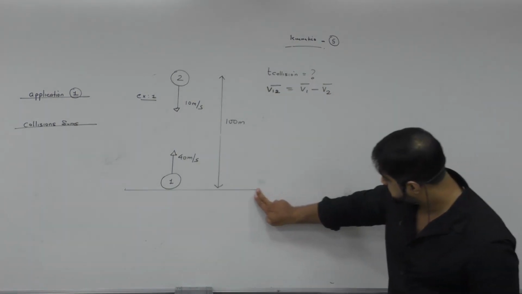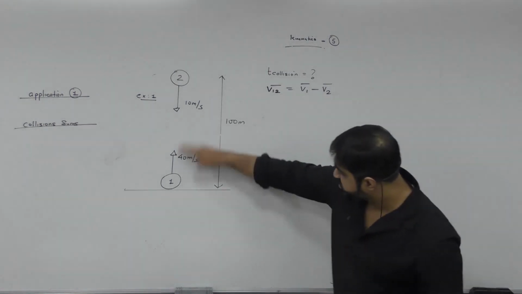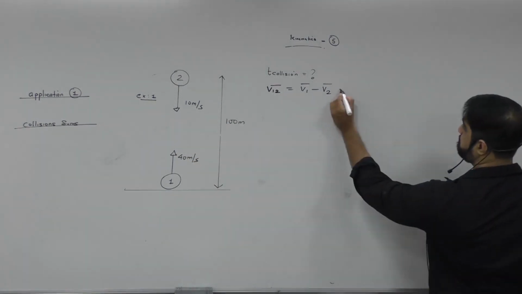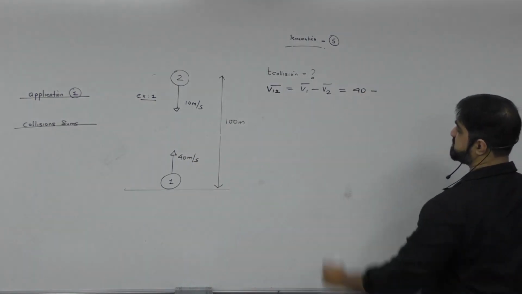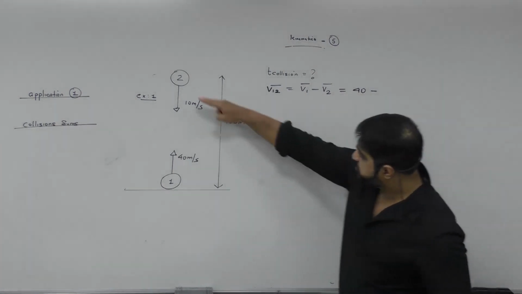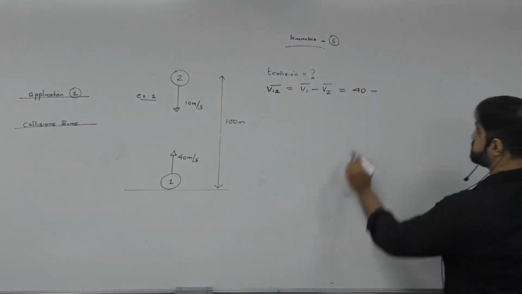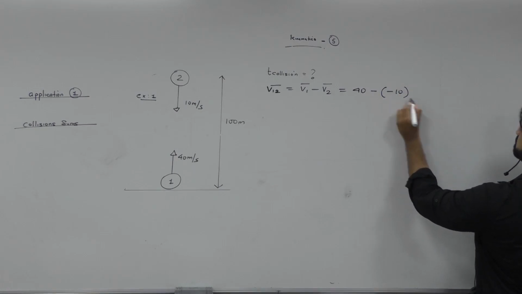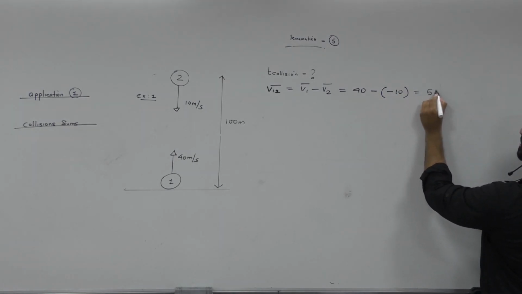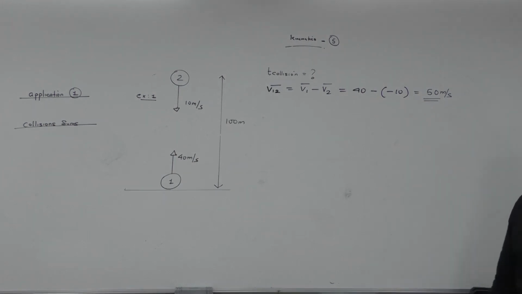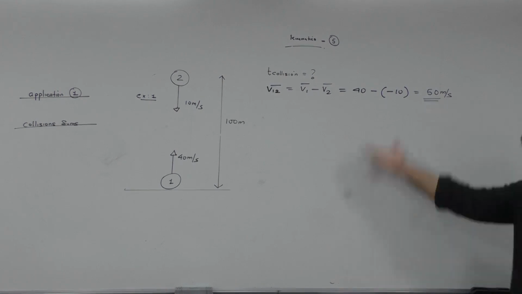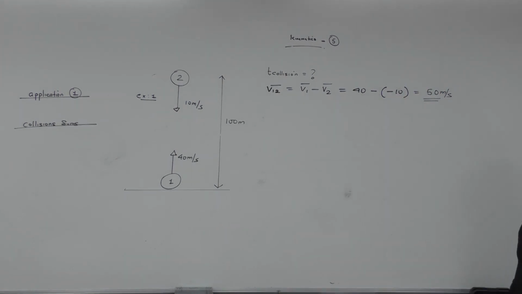Relative motion, no? What is V1 bar? Plus 40, minus V2 bar, minus 10. Substitute proper sign. Will become what? 50 meter per second. Who is looking at who? 2 is looking at, and it is appearing to 2 that 1 is going up with 50. I'll draw the diagram now.